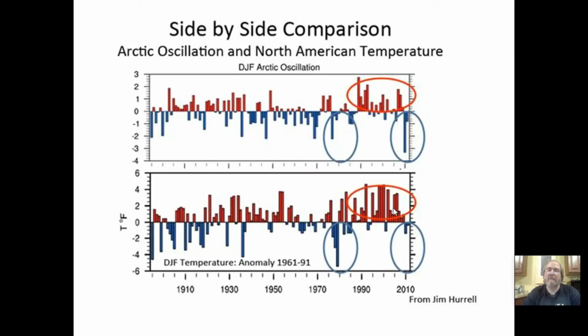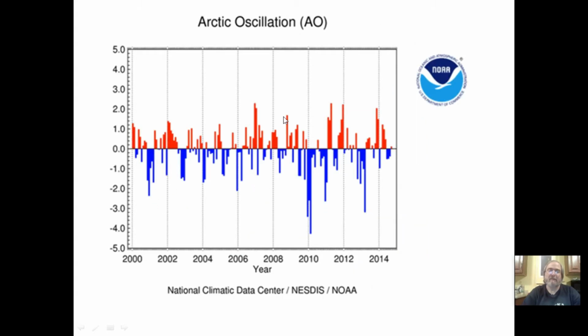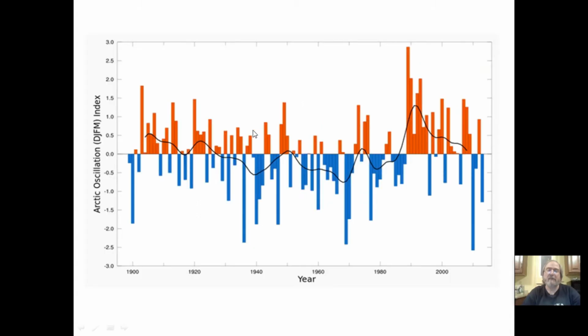This is a side-by-side comparison. DJF is December, January, February. And we're looking at the Arctic Oscillation and North American temperature. So the upper panel is the oscillation. This is the index, positive and negative here. And then here's the temperature difference anomaly. And basically, we're seeing that when it's warm, it correlates to a positive phase, and when it's cold, to the negative phase. Again, you see the cold in the negative phase, warm in the positive phase, just like here.